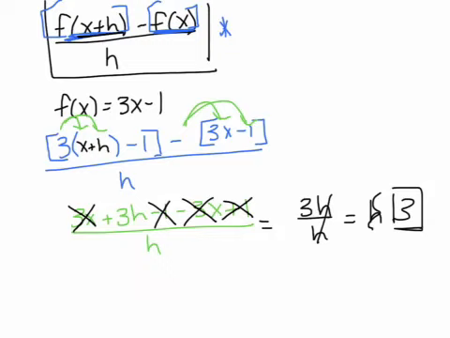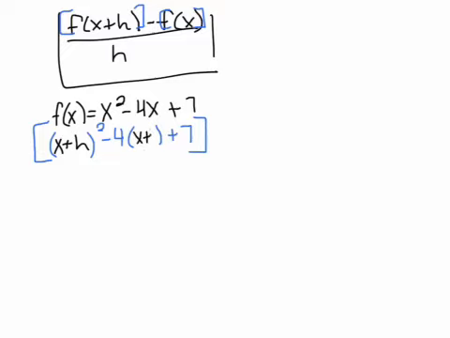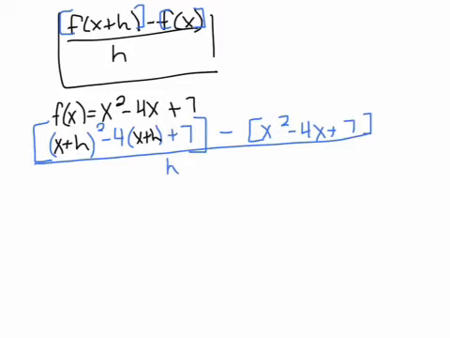So let's try this one more time, but we're going to make it just a little bit more difficult. This time our function is squared. So again, looking at the formula, I'm going to put parentheses around both. I'm going to start with the function x squared minus 4x plus 7. And in that piece, I'm going to evaluate at x plus h. Minus the function x squared minus 4x plus 7, all over h.